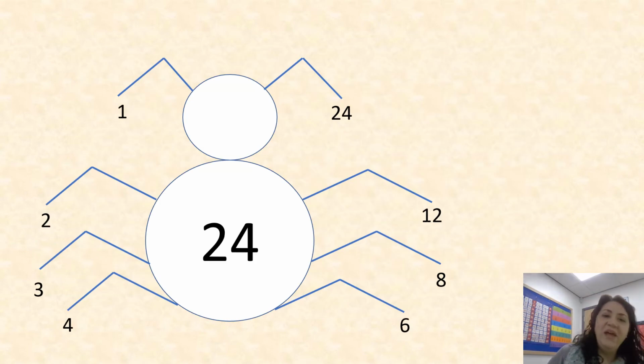So now we have got the factor bug for 24, I want you to have a go at drawing those rectangles that have an area of 24 centimetres squared. Don't worry if they're not to scale. Just label them with the correct sides. So pause the video and have a go.